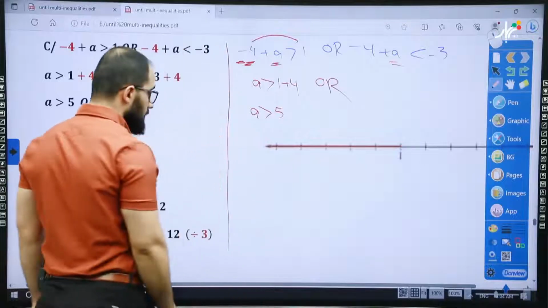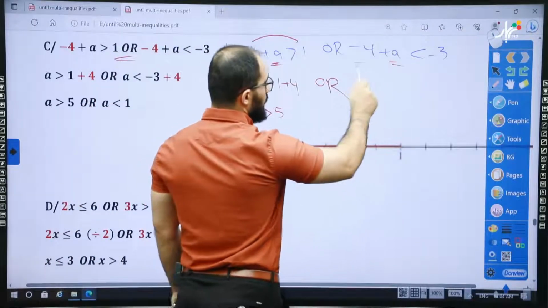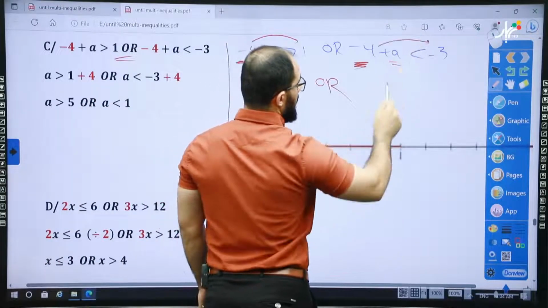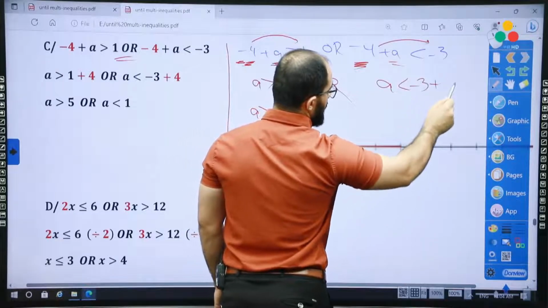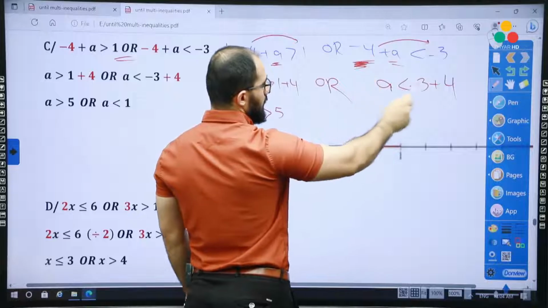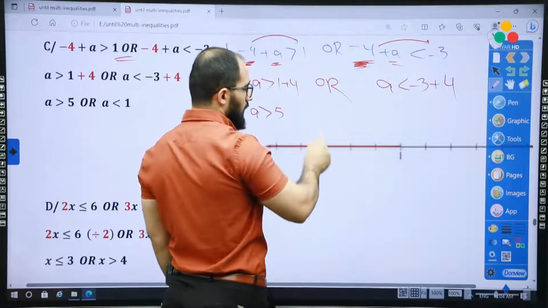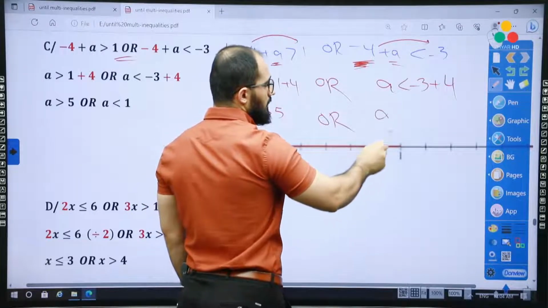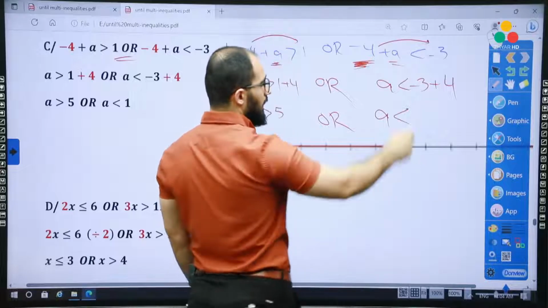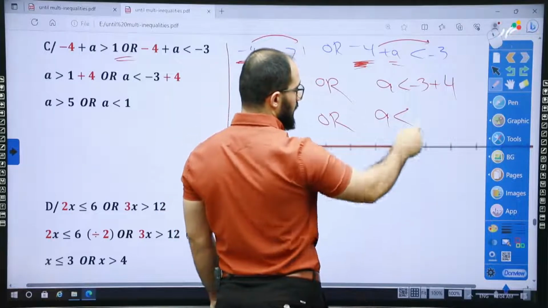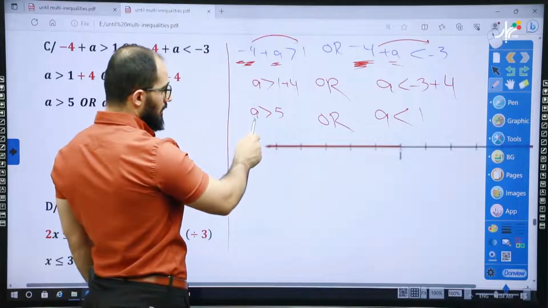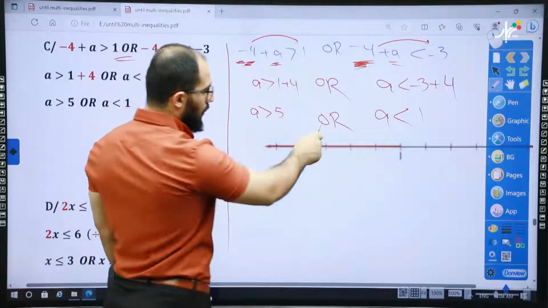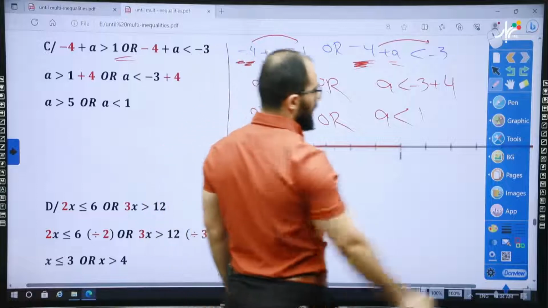Or, again, move negative 4 to the other side. A less than negative 3 plus 4. Because you have negative 4, it's going to be positive 4. So the result is a is less than negative 3 plus 4, which is going to be 1. So the solution is a greater than 5, or a is less than 1.